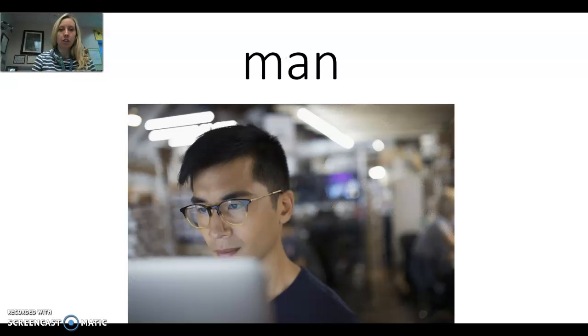Our first word is man. Say the word man. Okay? This is a man in the picture. Let's make the sounds with our fingers. We counted the sounds with our fingers. That's 3 sounds.